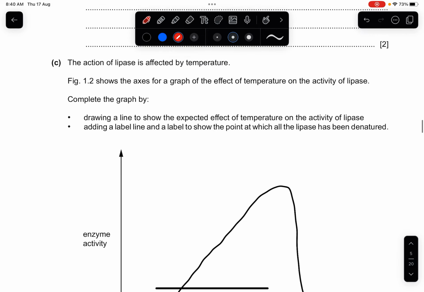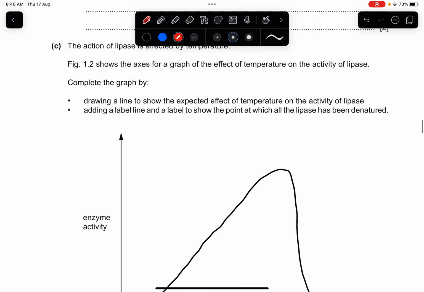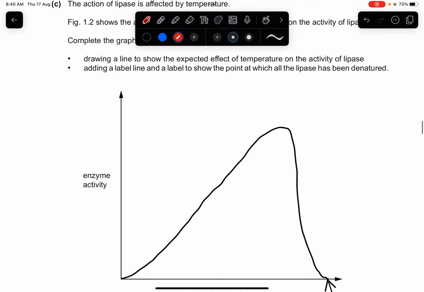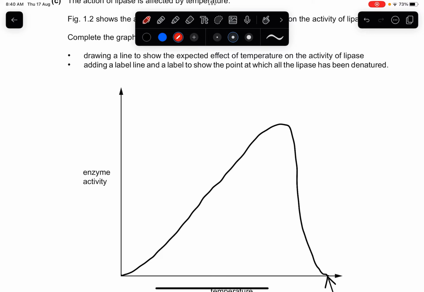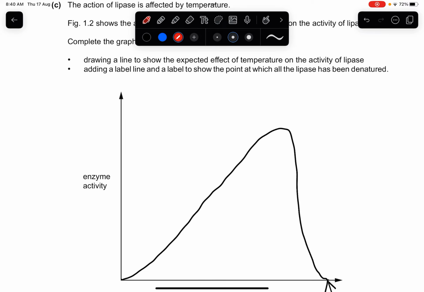Okay, question 1c. The action of lipase is affected by temperature. Figure 1.2 shows the axes for a graph of the effect of temperature on the activity of lipase. Complete the graph by drawing a line to show the expected effect of temperature on the activity of lipase. Draw a line and add a label to show the point at which all the lipase has been denatured. So what's this? They want you to draw an enzyme graph, where the temperature is being affected here.